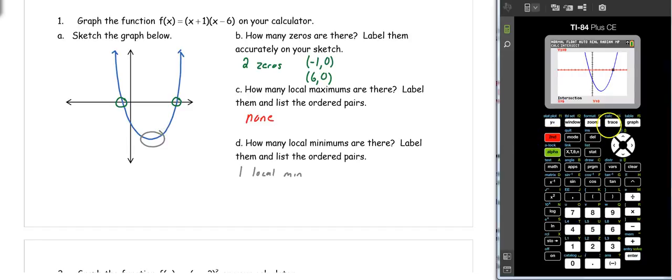In order to do that, we're going to hit second trace. But this time we want to find the minimum. So we want option 3, which is minimum. Now instead of moving to where the minimum is, we need to tell the calculator, look for the minimum between these 2 points. So we're going to arrow to the left of the minimum. So our blinking cursor needs to be somewhere to the left of our minimum.